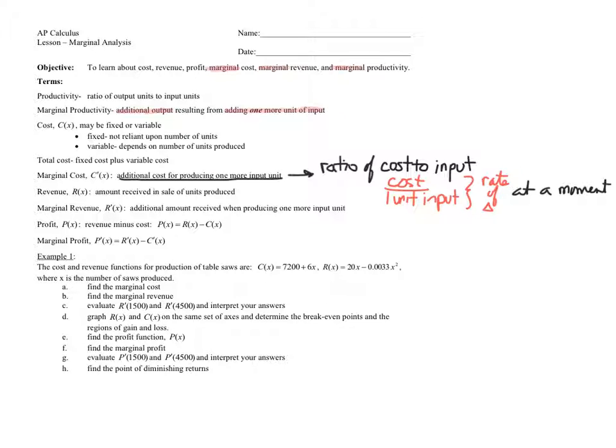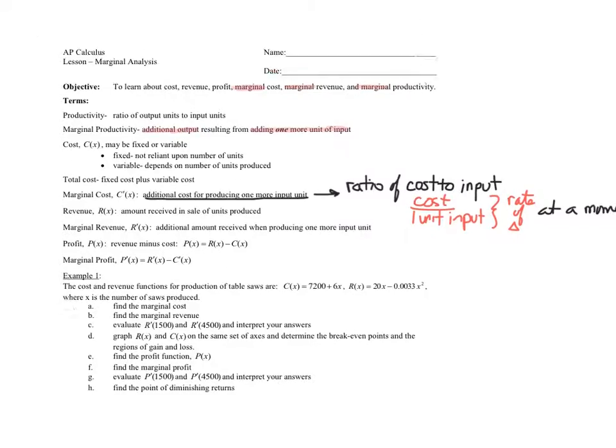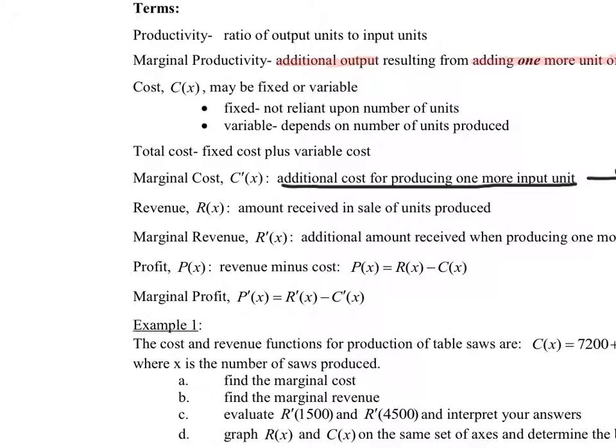All right, so the definition is going to be the same no matter what I'm marginalizing. If I'm talking about cost, revenue, or profit, it is whatever that is per one additional unit of input. In either event, we're talking about a ratio or rate of change at a particular moment, also known as a derivative. So that was the world's longest preamble for something very simple. It just tells us that anytime I see the word marginal, I can swap it out for the word derivative.